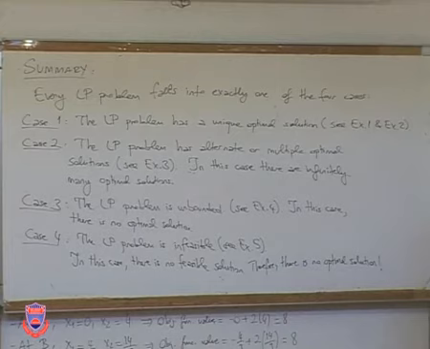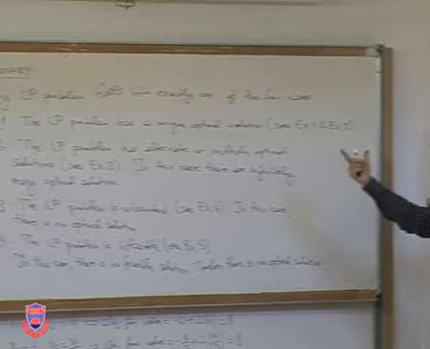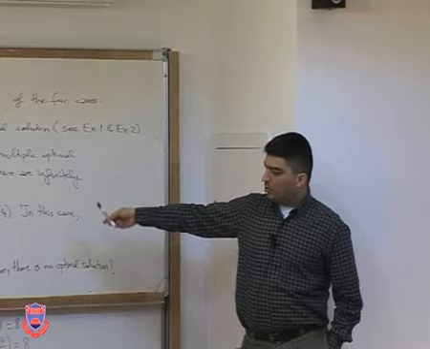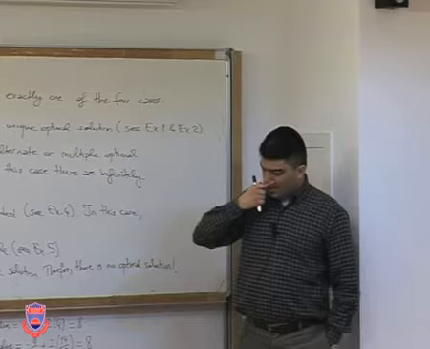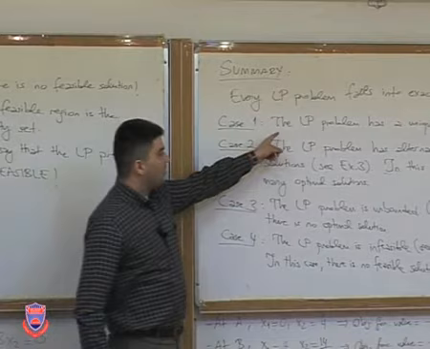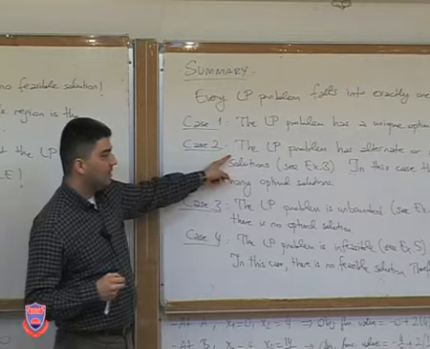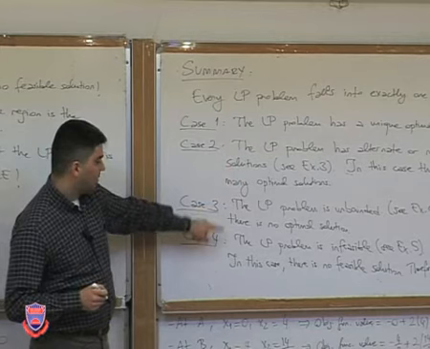Actually, every LP problem falls into exactly one of these four cases. Either it has a unique optimal solution, or it may have alternate or multiple optimal solutions. It may have no optimal solution because the problem is unbounded, or it may have no optimal solution because the problem is infeasible. Now, one thing that I'd like you to pay attention to is the following. How many optimal solutions are there in the first case? There's one, right? In the second case? Infinitely many. In the third case? Zero. In the fourth case, zero again.